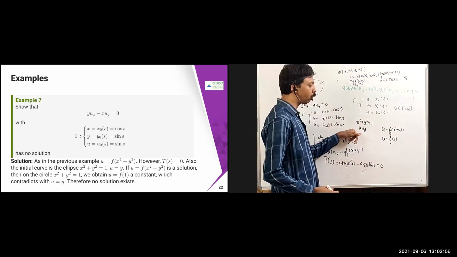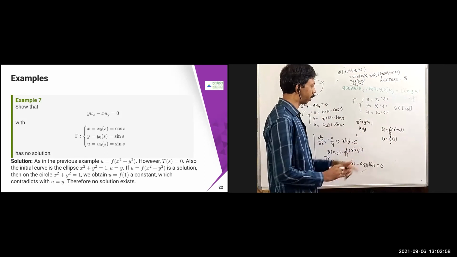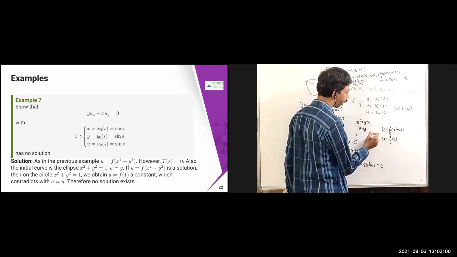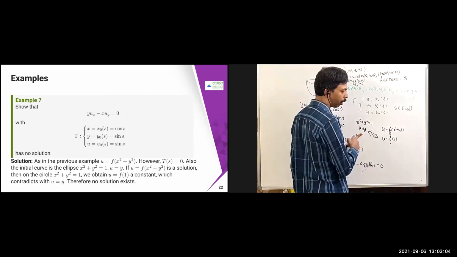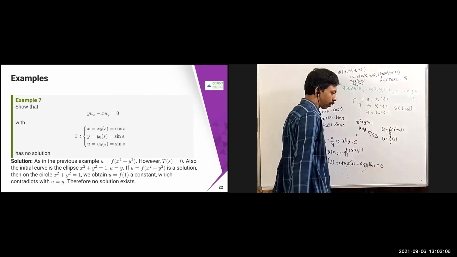But what I got is u equals y. Okay, this is a contradiction. One side I got u equals f of 1, another side I got u equals 1. So here it is a constant, here it is a variable. That means no solution exists.